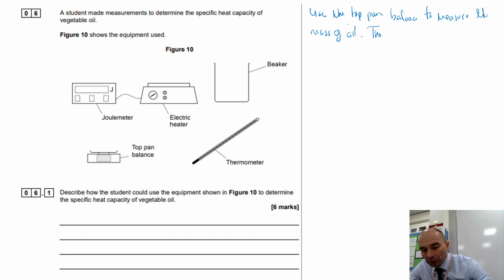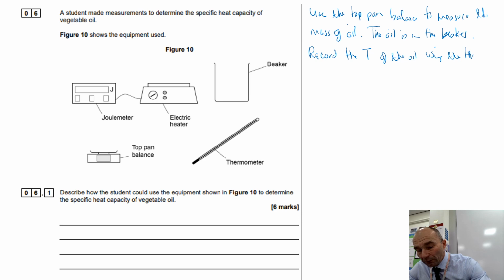The oil is in the beaker. So some of this might be very obvious, but you need to cover all these points. Now we need to record the temperature. I'm just going to abbreviate some of this. Record the temperature of the oil using the thermometer. So again, you're talking about how to use the equipment given.